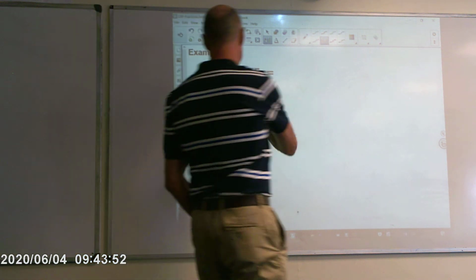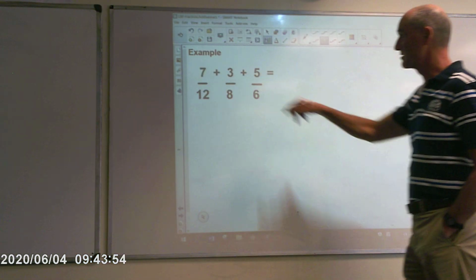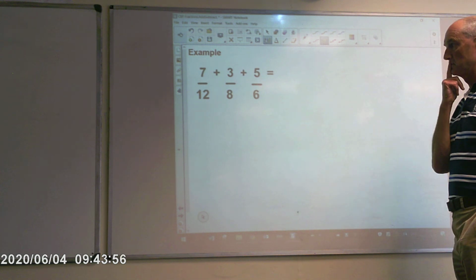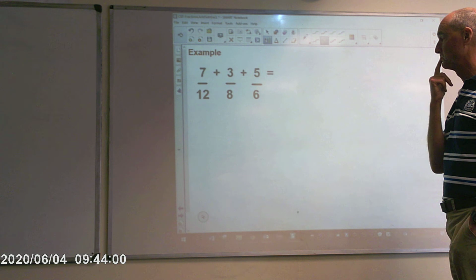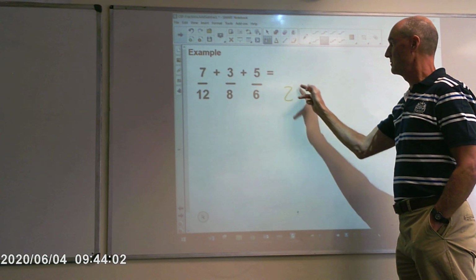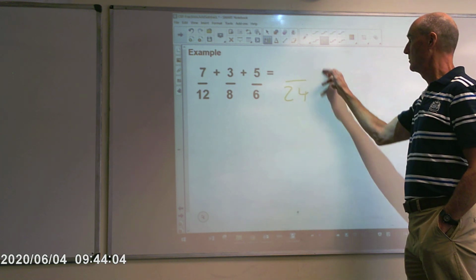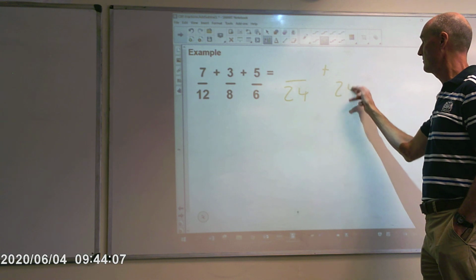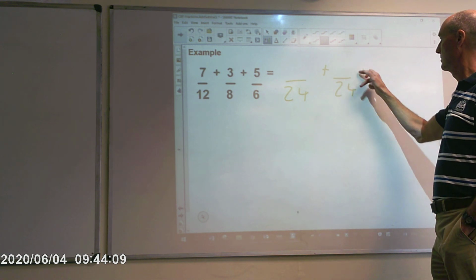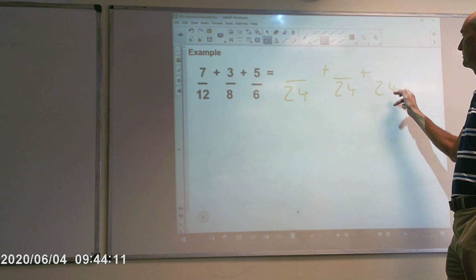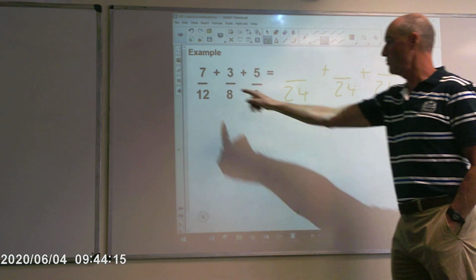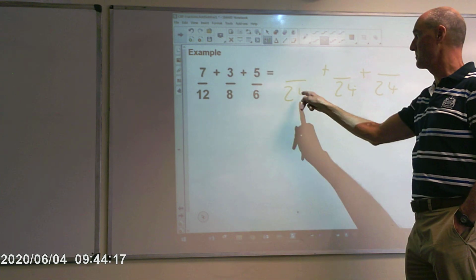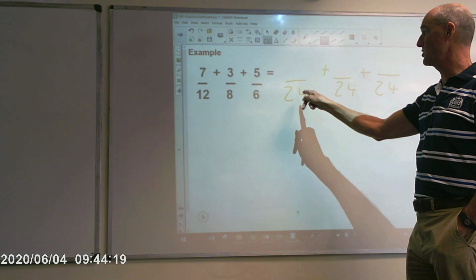What is the lowest common multiple of 12, 8 and 6? It's going to be 24. Okay? So it's 24, and 24, and 24. Okay? What have I done to 12 to make it up to 24? I've multiplied it by 2.